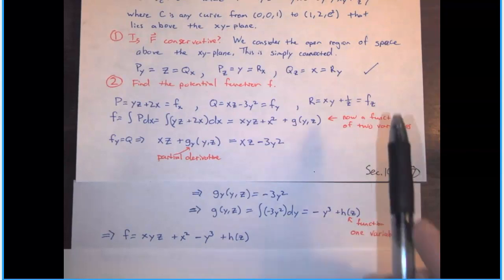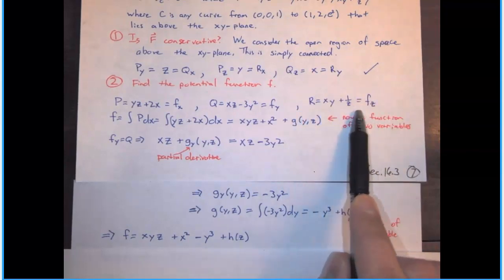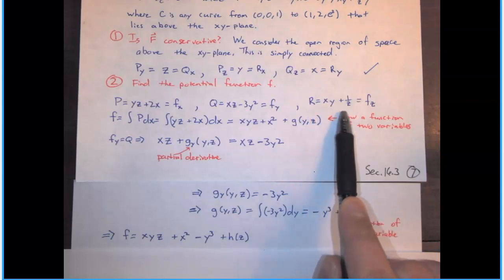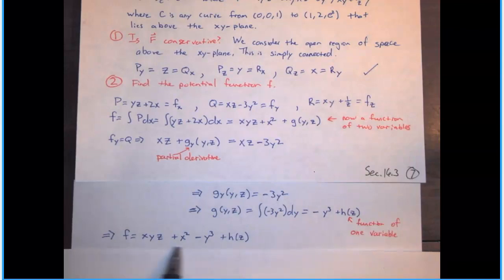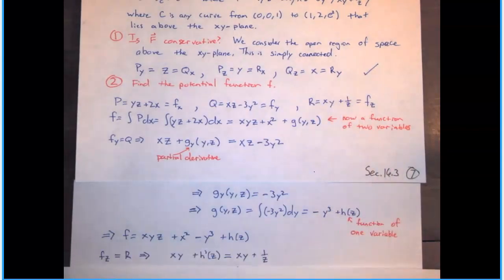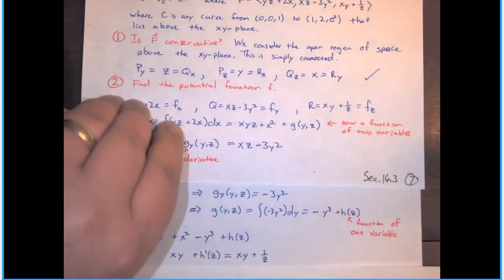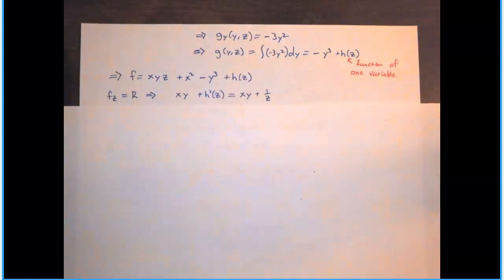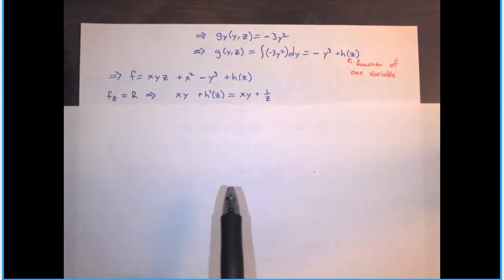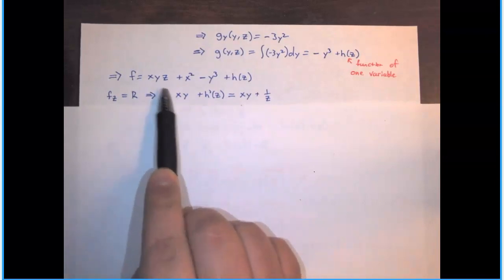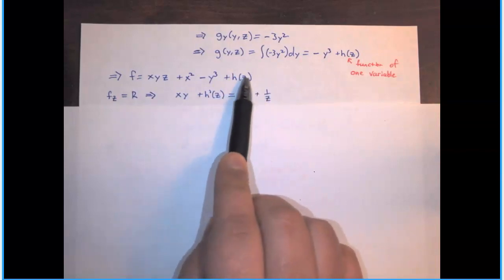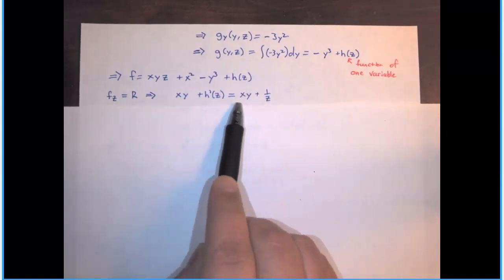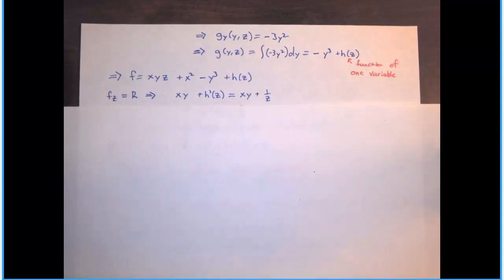Well, the information I haven't used yet is this third component. I know this third component of my vector field is the partial derivative of f with respect to z. So I'm going to take this potential function, take a partial derivative with respect to z, set it equal to that third component. When I do that, I'm going to get xy coming from this term. These two terms drop out, and I'm left with h prime of z, because now this is a function of one variable, so h prime makes sense. And that's equal to the third component, which was xy plus 1 over z.